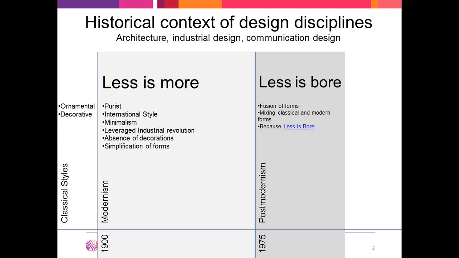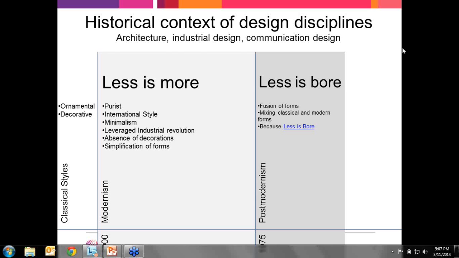And you will see that in some of the buildings or the products done during that time, there was a lot of fusion of forms. So we carried some things from the classical style, we carried forward some things from modernism, and then we created products, buildings and architecture by fusing what we learned in the last two eras.